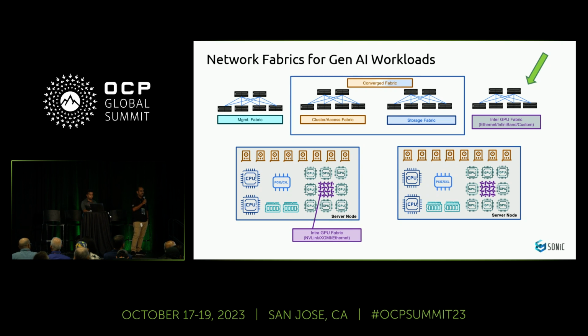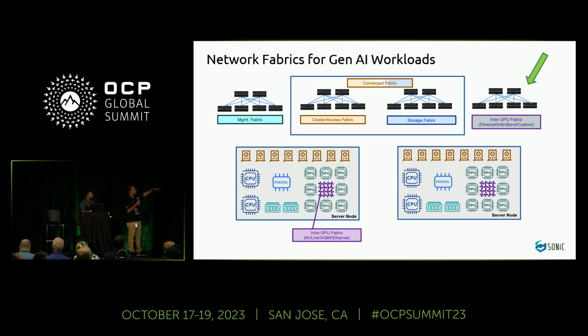Before I dive into AI fabrics, I just wanted to give a picture of what fabric we are talking about. There is always confusion, even today, Ram was mentioning in the keynote, when we talk about a front-end fabric and a back-end fabric. As you know, there are different kinds of fabric available today: the management fabric for your management connectivity, the cluster or access fabric for the user access, and the storage front-end fabric for the storage access, and then there's a backend fabric as well for the storage, which is not shown in the diagram. Those are all converged.